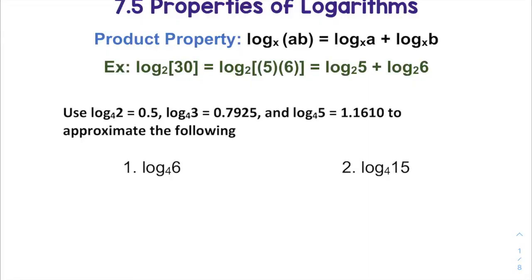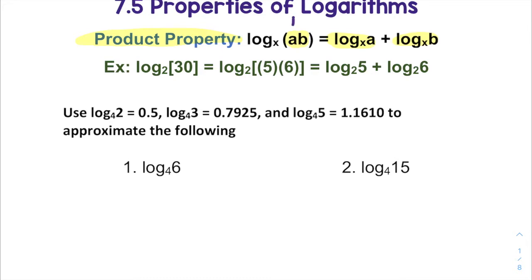Hey guys, today's lesson is on section 7.5, called the properties of logarithms. There are three properties, and the first one we're going to talk about is called the product property. The product property tells us that if we have a log with an expression that we could represent as a multiplication problem, we could actually add the values of those two log expressions together.